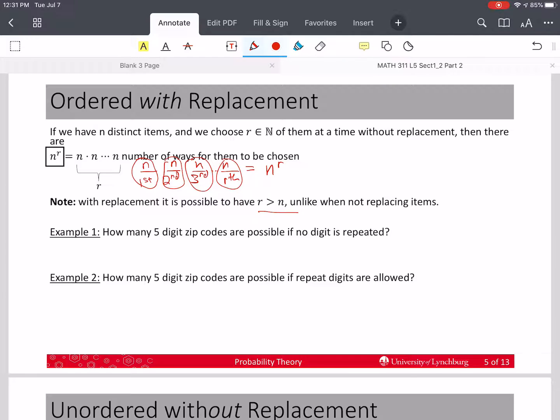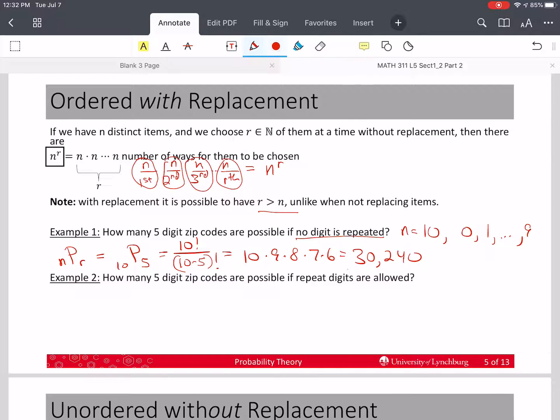How many 5-digit zip codes are possible if no digit is repeated? Well, this is sampling without replacement, because we can't repeat the digit. So we can use nPr. Now the number of digits is 10, because we have to include 0, 1, up to 9. So this is 10P5, and we got 5 digits in a zip code. And so if you recall, this is going to be 10 factorial over 10 minus 5 factorial, or we can write it out as 10 times 9 times 8 times 7 times 6, which will give us 30,240 different possible zip codes.